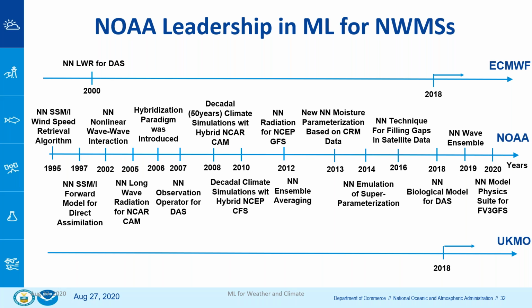And finally, my last slide. It shows that NOAA is a leader in this field, in the application of machine learning for numerical weather and climate model systems. The timeline shows development which was performed in NOAA during the last 25 years. And for comparison, there are two timelines which show ECMWF and UKMO. At ECMWF, at the beginning of the 21st century, machine learning applications were developed, neural network emulations for data assimilation. But then they stopped working in this area. Only a couple of years ago, they started again working in this area.